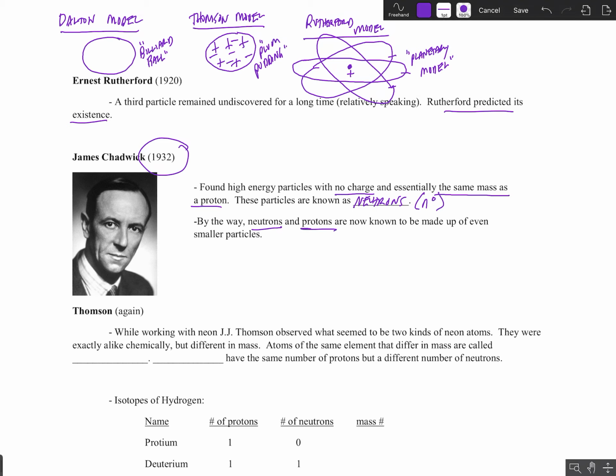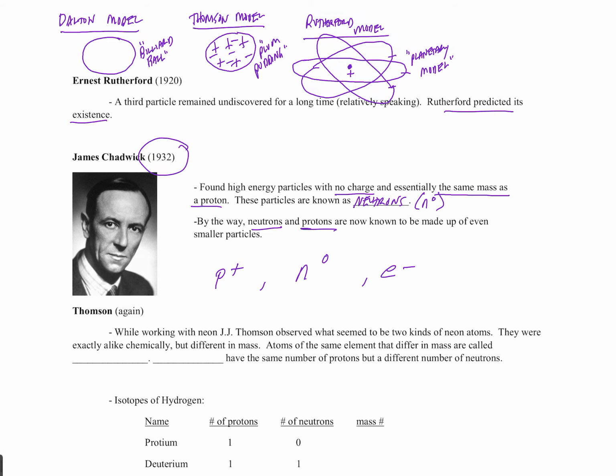Turns out that neutrons and protons are made up of even smaller particles. It's hard to imagine, isn't it? But it's well beyond the scope of this class. So the only subatomic particles you need to worry about for this class are protons, neutrons, and electrons.